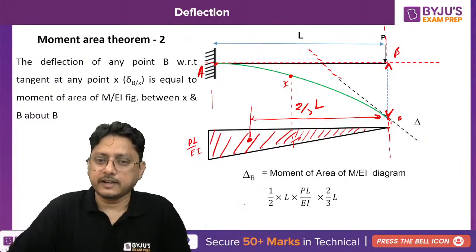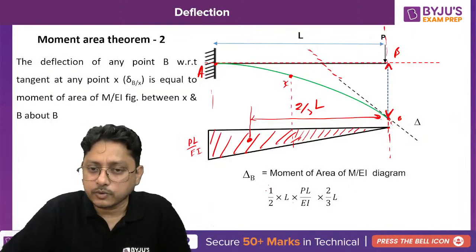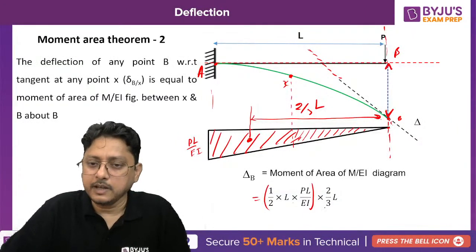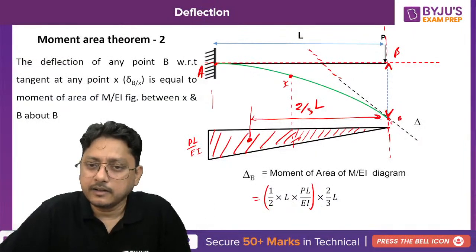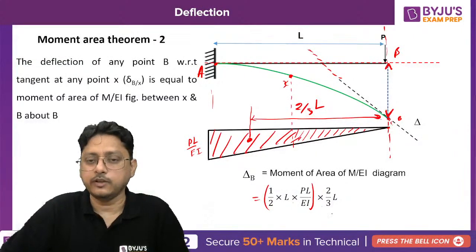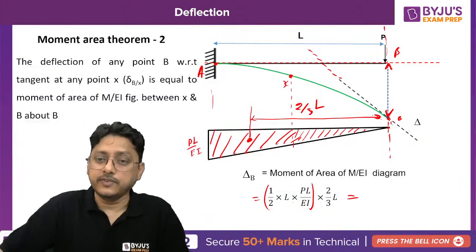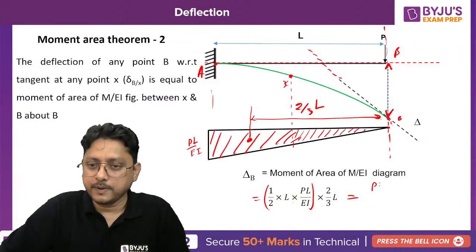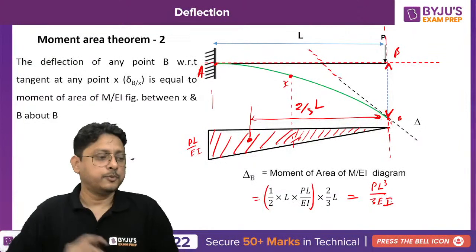What is the moment of area? That is half into base into height, which is nothing but the area, multiplied with the length, that is 2 by 3 of L, and you'll get the deflection at B. Did you get that? And it will become now PL cube by 3EI. Are you able to understand that?